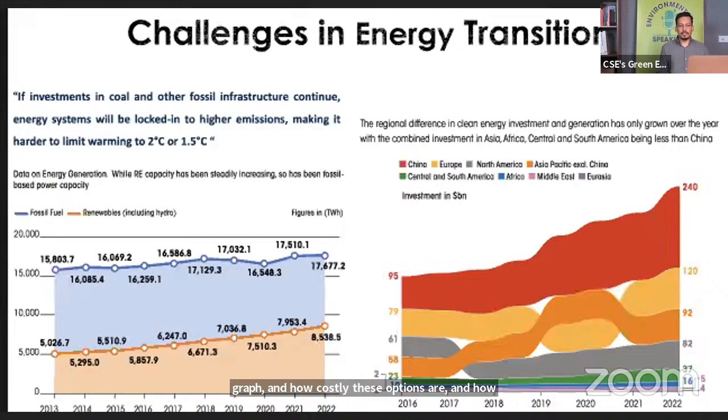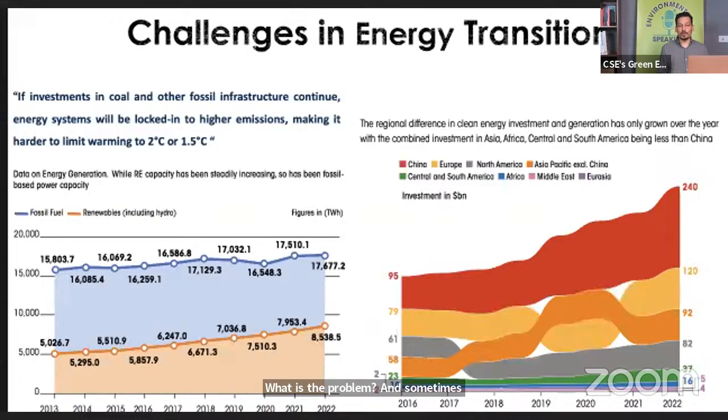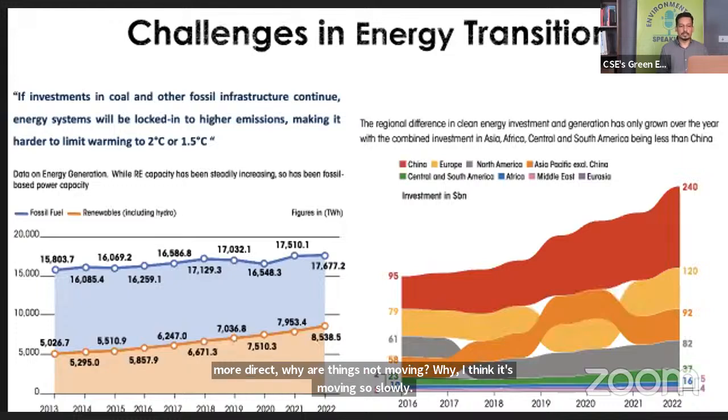But despite these, we often get asked, if we have so many solutions, what is the problem? And sometimes the question is even more direct. Why are things not moving? Why are things moving so slowly? And so we need to discuss the challenges as well.